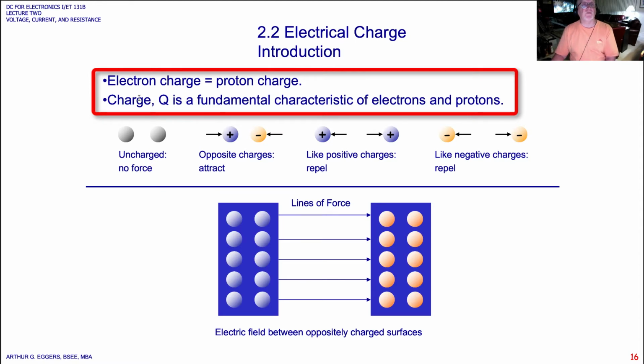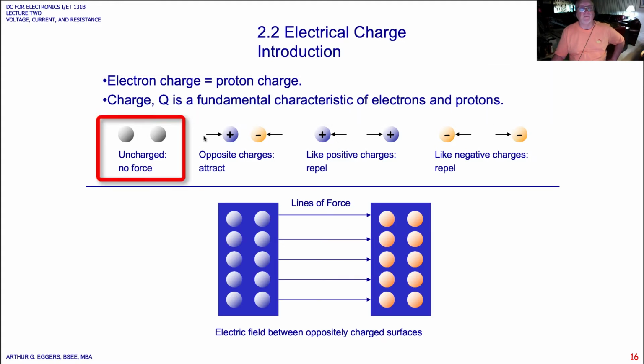So charge, we give it the letter Q, capital Q, is a fundamental characteristic of electrons and protons. So if we look at it diagrammatically here, we have two gray subatomic particles, okay, or charges. Uncharged, all grayed out, no force. There's no attraction, there's no repulsion, there's nothing going on here to upset the balance.